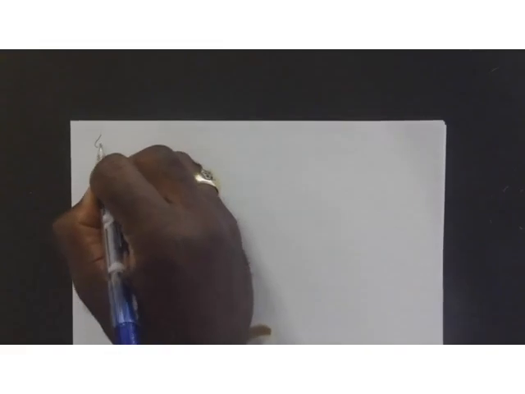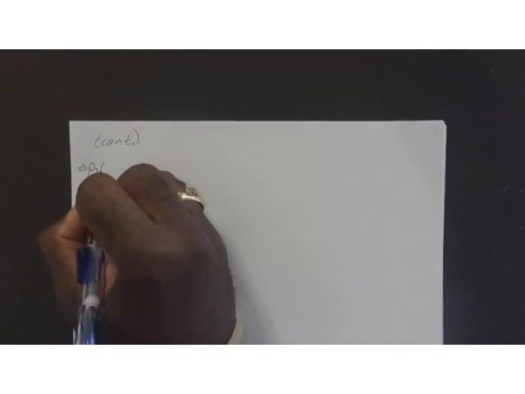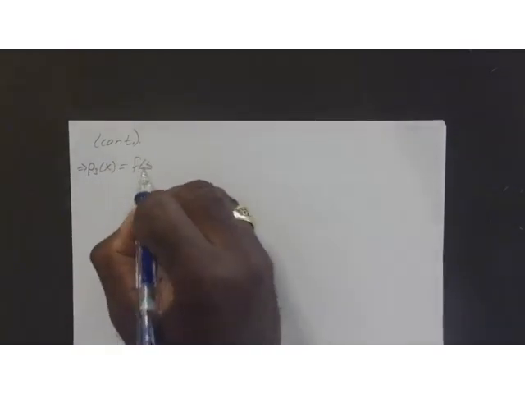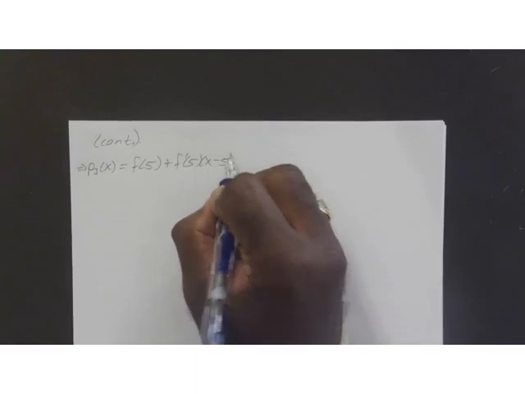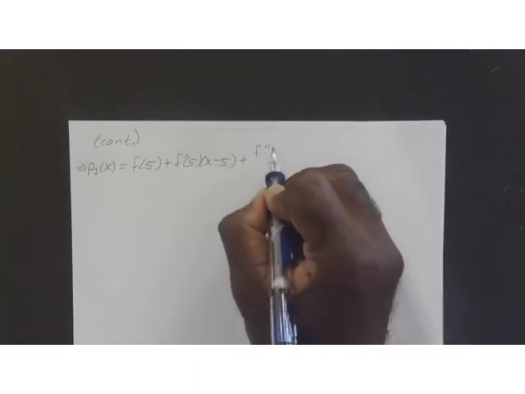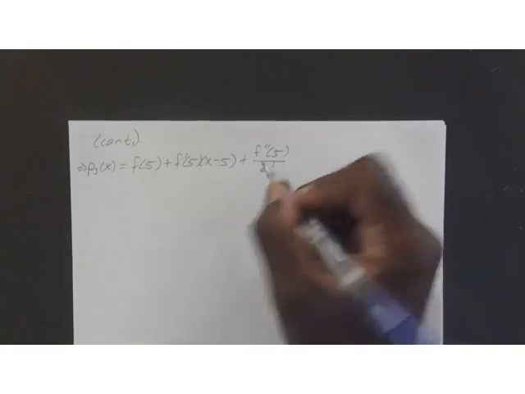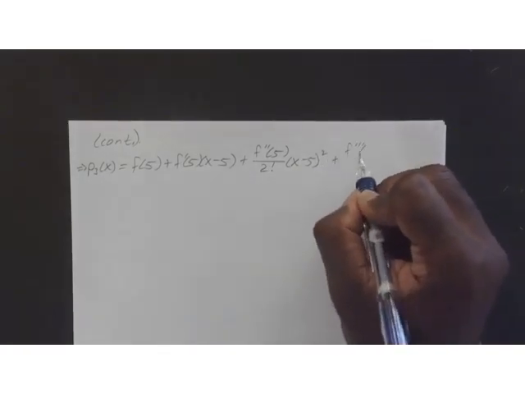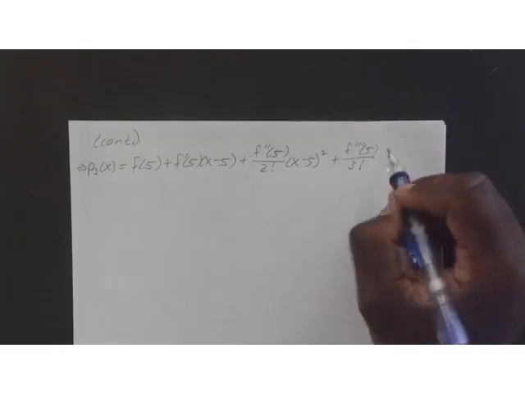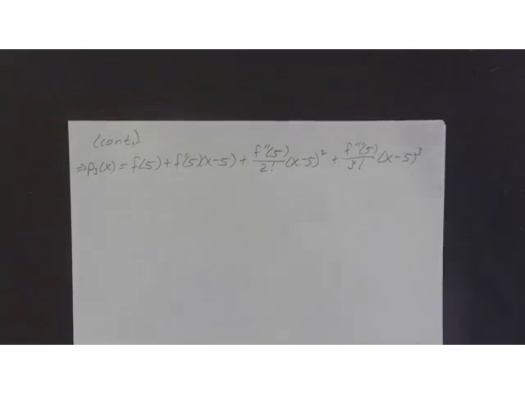All right. So that means our p sub 3 of x is equal to f of 5 plus f prime of 5 times x minus 5 plus the second derivative at 5 divided by 2 factorial times x minus 5 squared plus the third derivative at 5 divided by 3 factorial times x minus 5 to the third power.